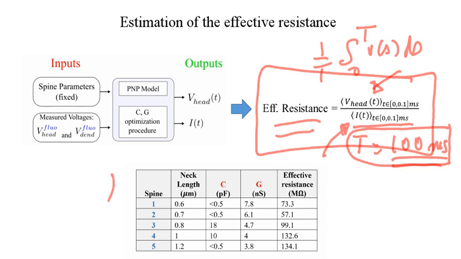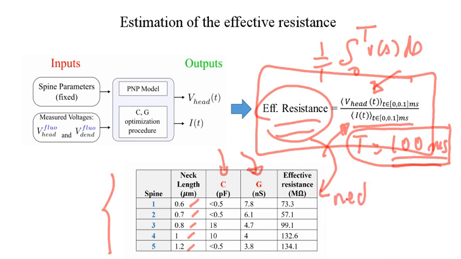And this is an example of what we found. We have 5 spines, so we estimated the length here. And then we calculated this coefficient C, which has a unit of a capacitance, and here the conductivity. And then using this effective resistance, we estimate the resistance of the neck. This is the resistance of the neck. And we found these different values of the order of 100 mega ohms.